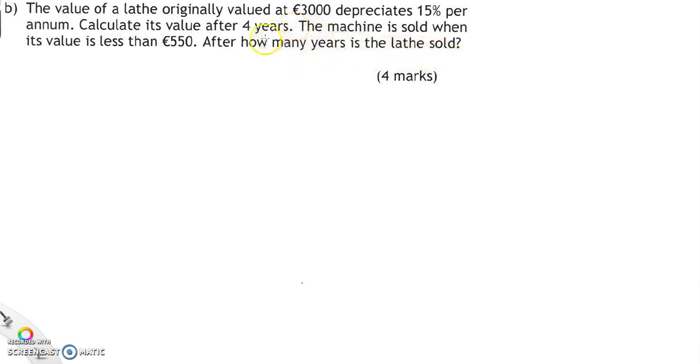Right, so let's just look at the first bit first. Calculate its value after 4 years. Right, what does this mean? It starts at 3,000 euros, right? And after 1 year, it's worth 15% less. So that means that 15% of the value fell off after 1 year.